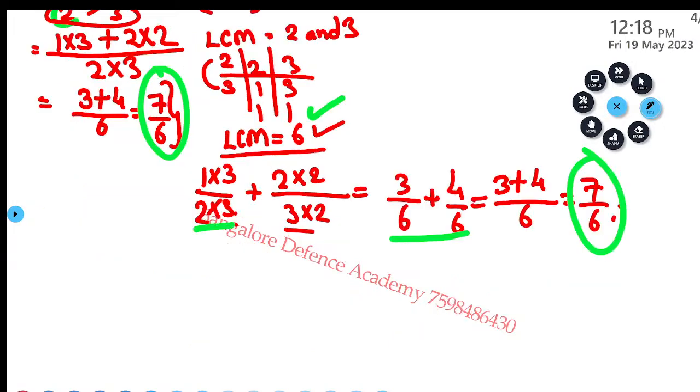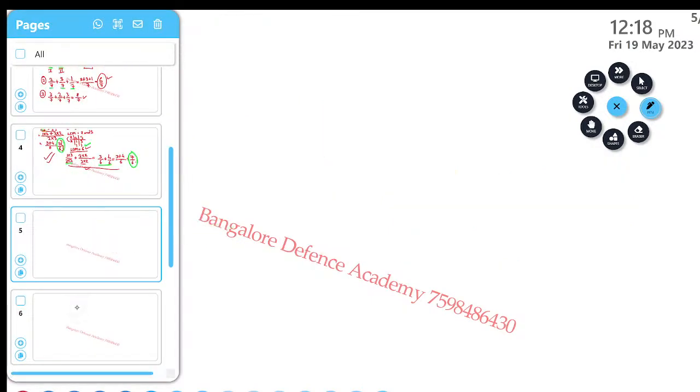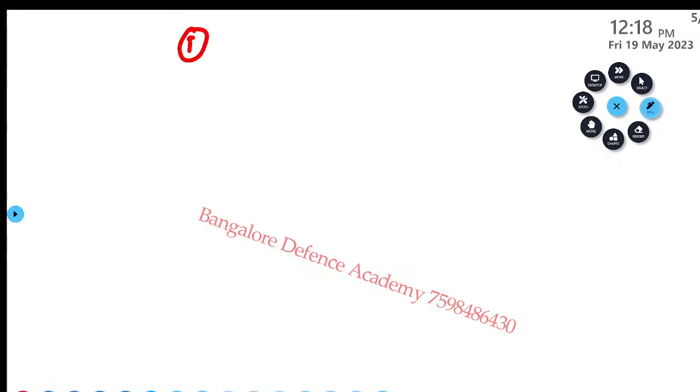Now since I gave you two fractions, you will feel this method easy and this method a little lengthy. But if I give you three or more fractions, that time you will feel this is very easy. So let us try to solve a question. Okay, question number 1. Imagine this is 2 by 3 plus 4 by 10 plus 2 by 12.